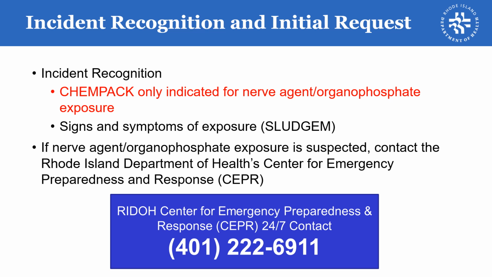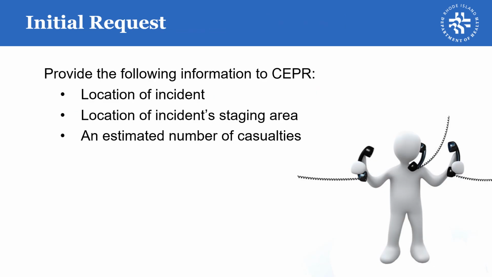If nerve agent or organophosphate exposure is suspected, first responders and/or hospital personnel should contact the Center for Emergency Preparedness and Response at the Rhode Island Department of Health at 401-222-6911. Requests for CHEMPACK assets should include the following information: location of the incident, staging area, and an estimated number of casualties.